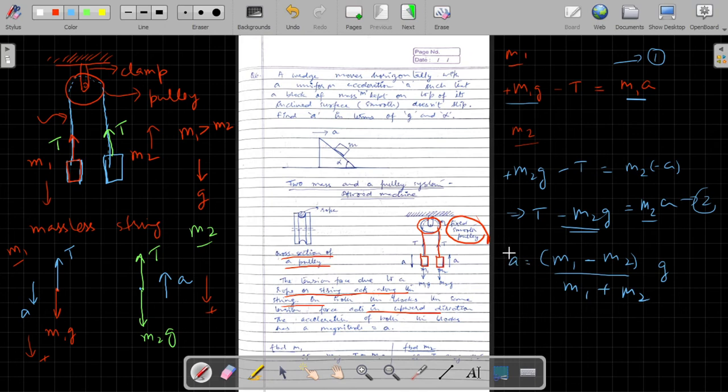And when we substitute the value of acceleration in the equation of tension, we get tension equal to 2 m1 m2 upon m1 plus m2 into g. We can arrive at this equation by substituting the value of acceleration, a, in the tension equation. So let us move ahead.